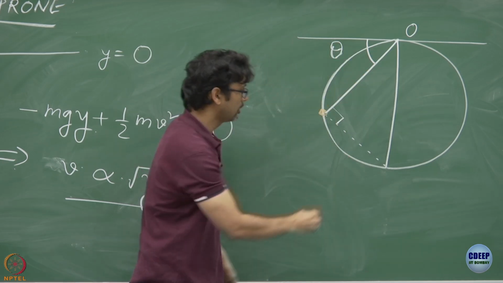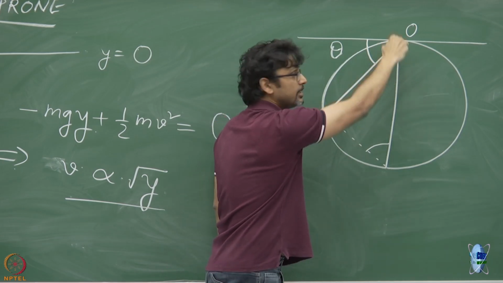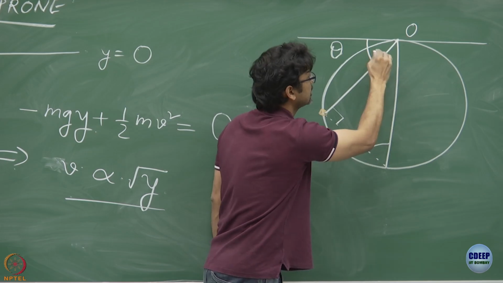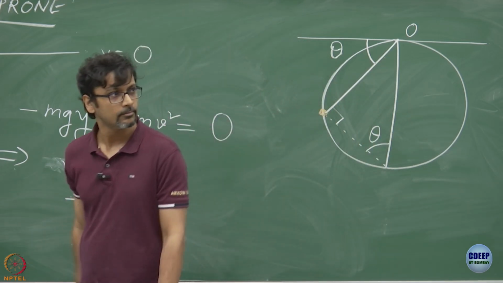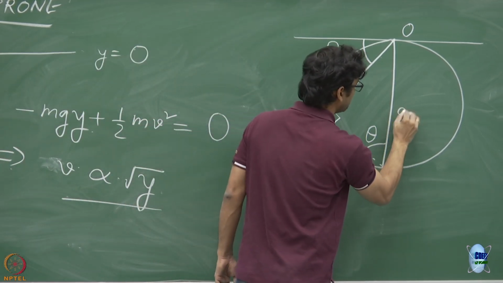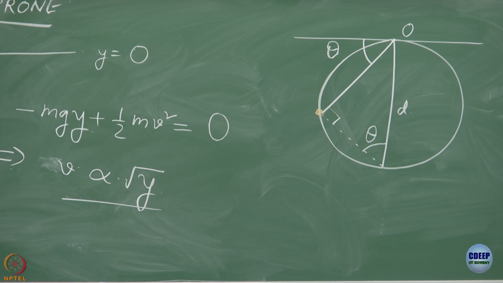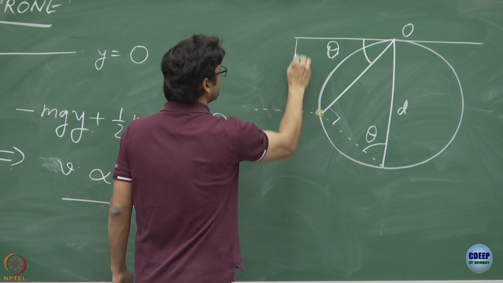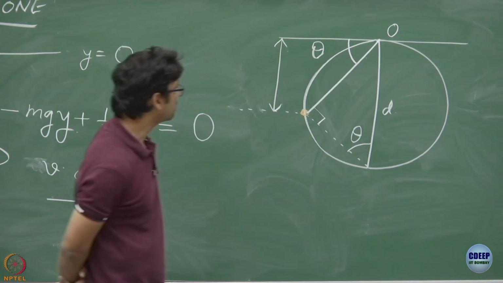If this is theta, we know that, because this is 90 degrees, it's a diameter. This is a tangent. So this is the diameter. So this is theta, this is 90 minus theta. This had also better be theta. Now this diameter, say little d, is a constant of this circle as you traverse. What about this y here? What can we say about this?